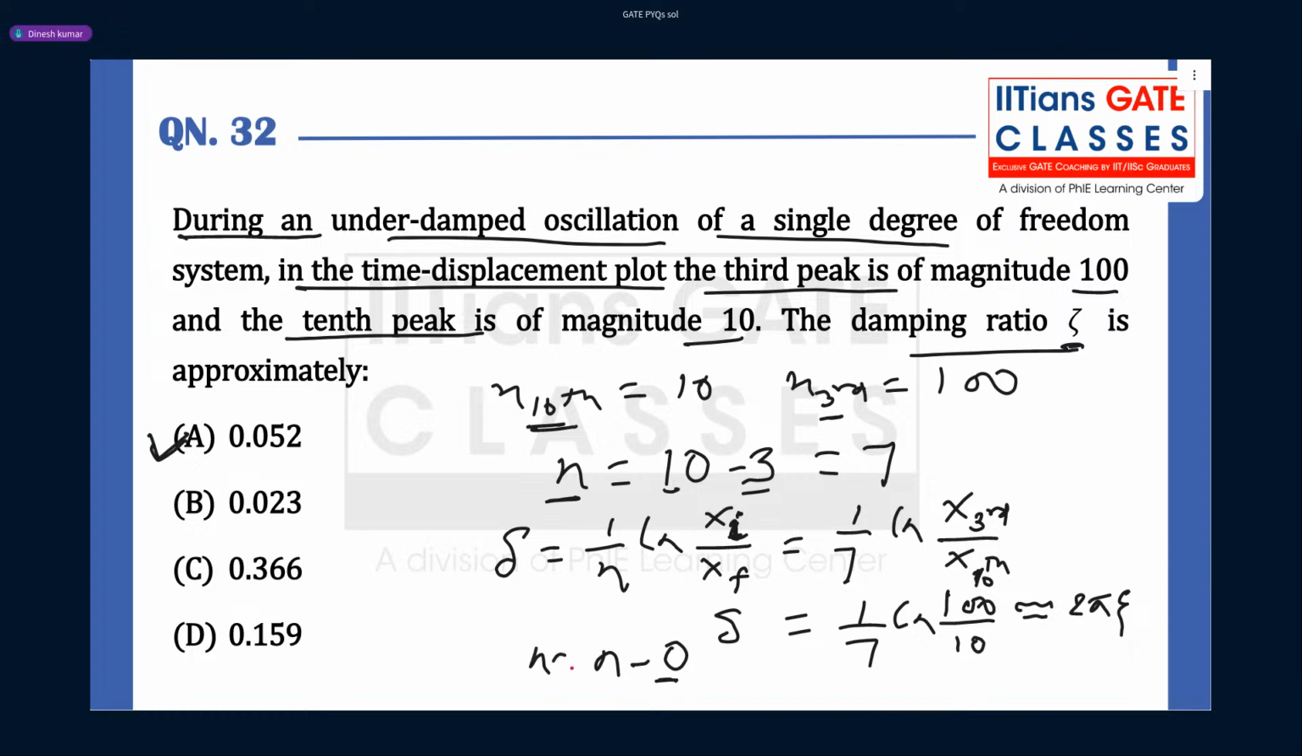But in this case, what will be your delta? If I write here in this scenario, your delta will be given by 1 by n ln of x naught by x n. Clear, guys? Is this point clear? Hopefully it should be clear, and it is a very important concept to understand how to find the number of cycles which have already happened.